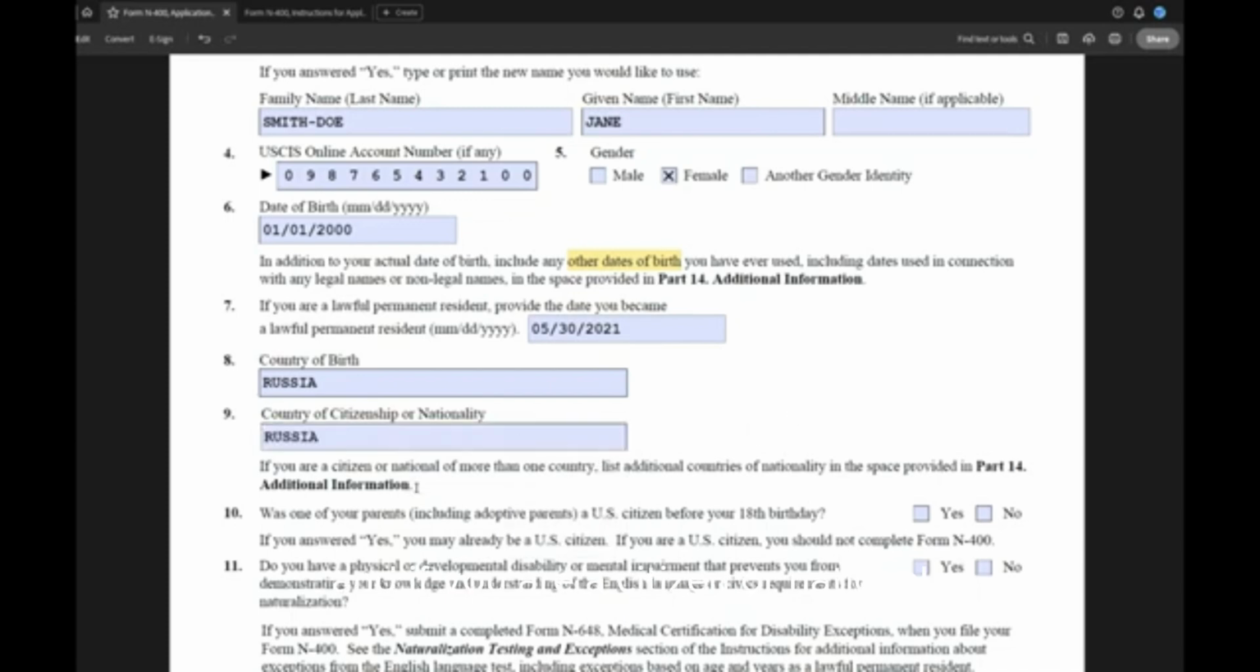And if you are a citizen or national of more than one country, here you would write the country, the passport of which you used to enter the United States on whatever visa you entered on before, and all additional citizenship or nationalities on the last page of this form.